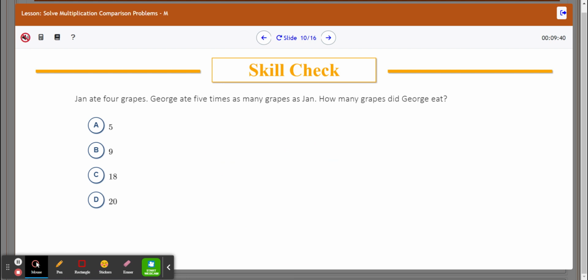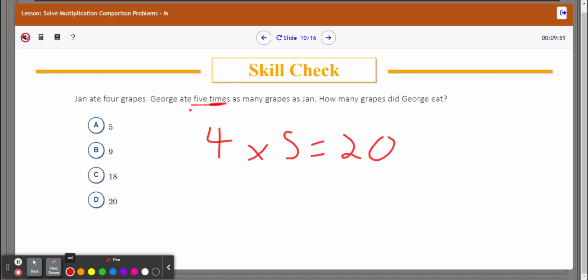One last example. It says Jan ate 4 grapes. George ate 5 times as many grapes as Jan. How many grapes did George eat? Well, very straightforward. So if Jan ate 4 grapes and George ate 5 times as many grapes, well, that would just be 4 times 5. And 4 times 5 gives me 20. So George ate 20 grapes.